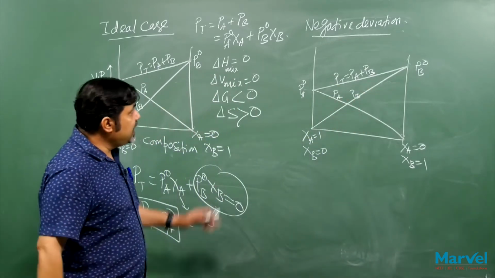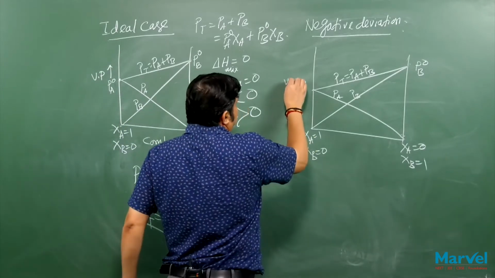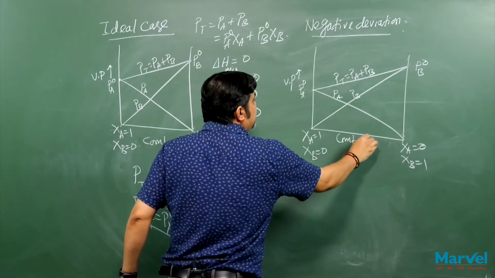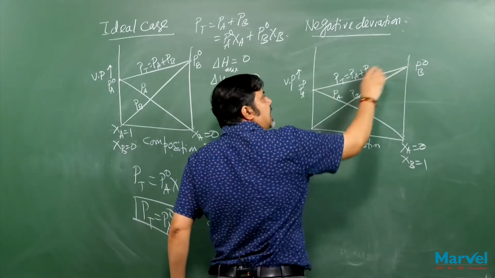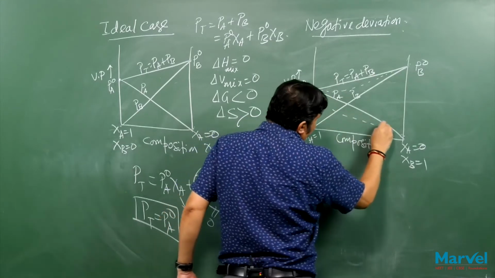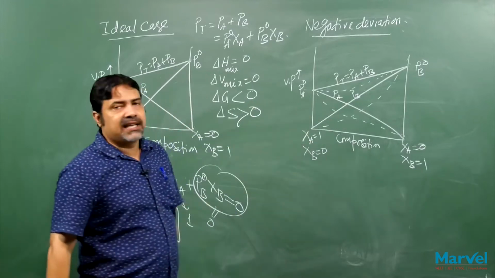Now they are telling the negative deviation. Negative deviation means the vapor pressure is in this direction, compositions in this direction. Now the negative deviation means this is the ideal line. They will be below the ideal line, and here also it will be below the ideal line, here also below the ideal line. This is called a negative deviation.